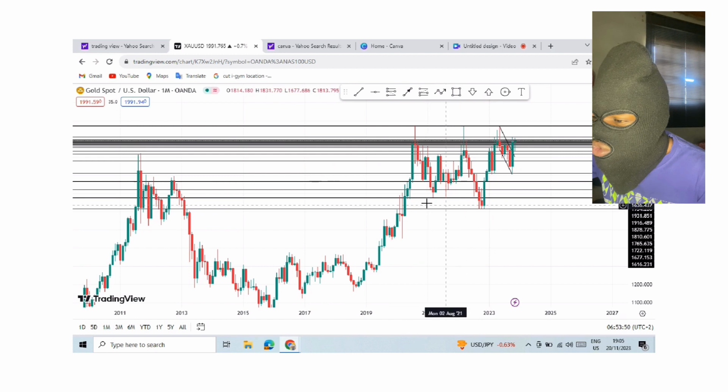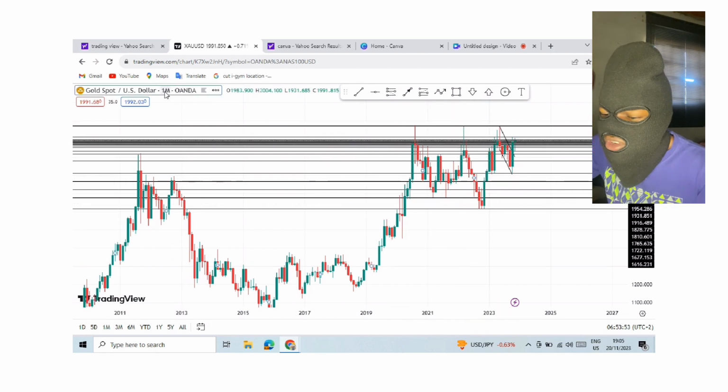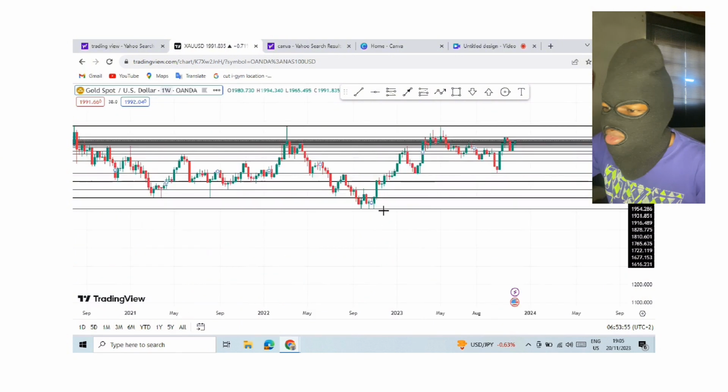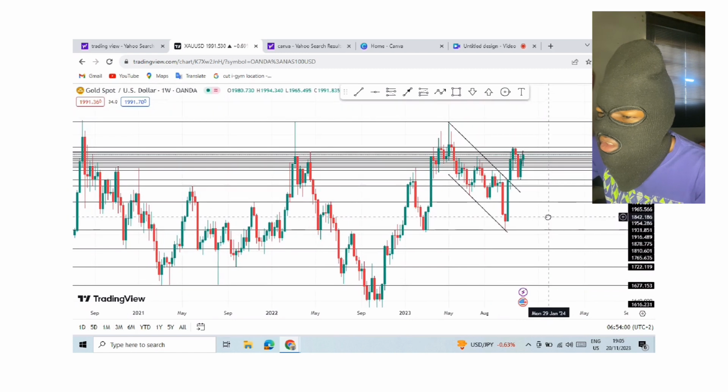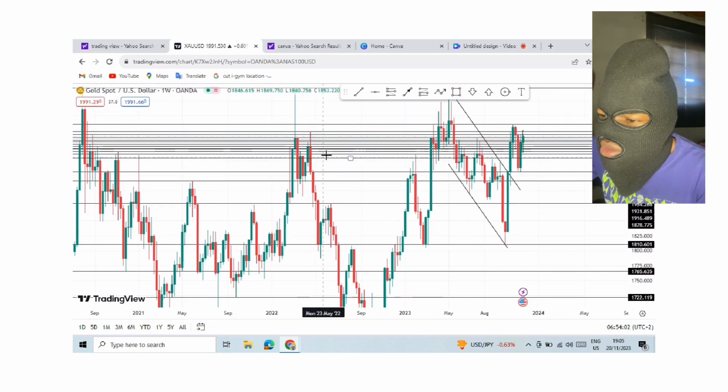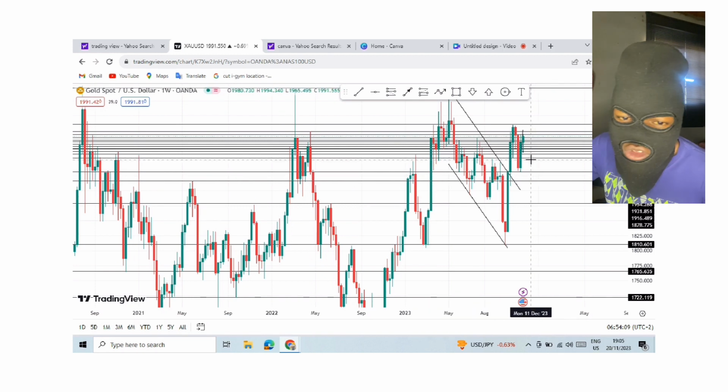These are the zones that I drew from a weekly time frame, and these ones here are the ones that I drew from a weekly time frame, understanding that these are the small zones. These are the small zones that I don't want to neglect, because I know they will have an impact on my analysis on smaller time frames.